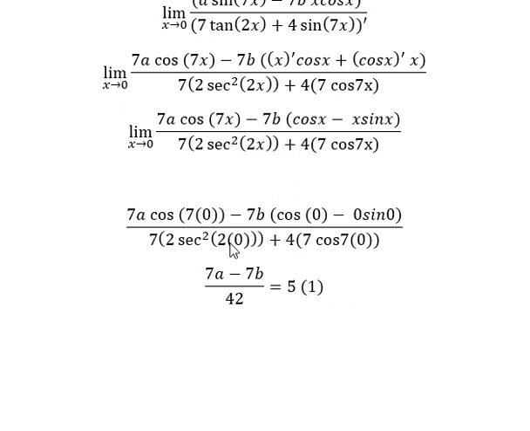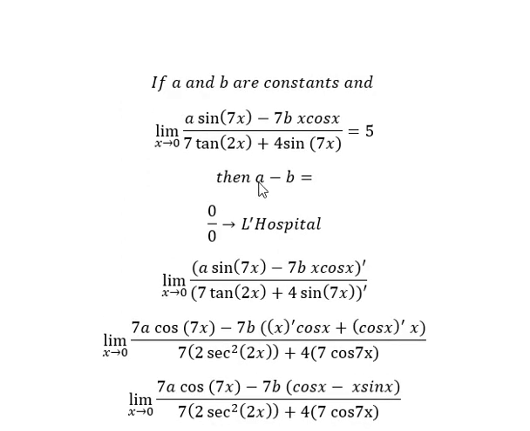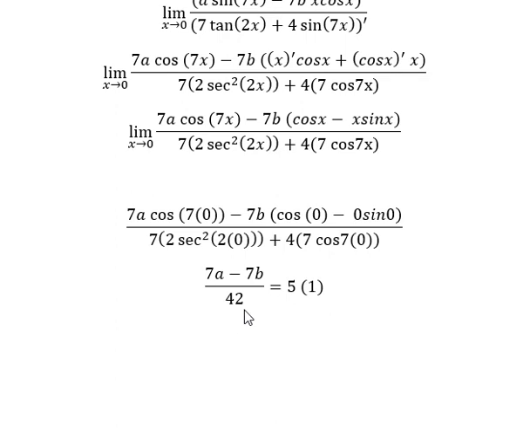So on the question, they want to find a minus b. So in this situation, we can do factorization by number 7. And now we can see that we have a minus b. So I will put 42 go to the right. Then we divide both sides by number 7.